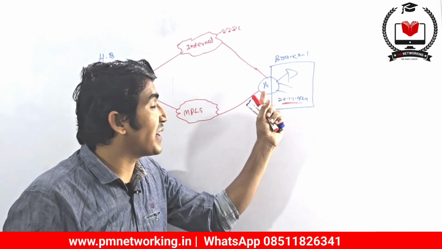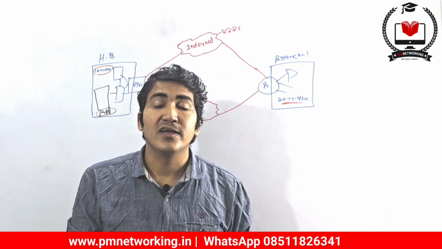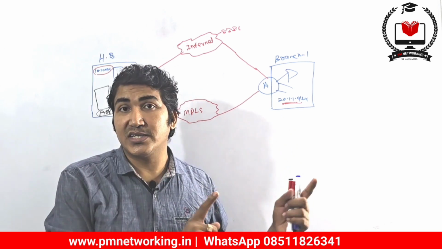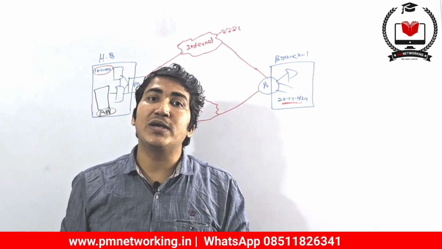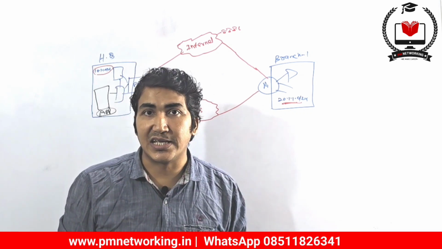So my edge device will check this information. Who are you? Let me check whether you are allowed to access the internet or not. If you are allowed to access the internet, then let me check what services you are allowed to access.